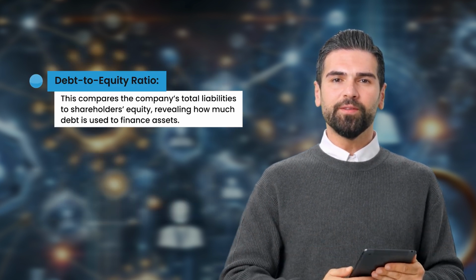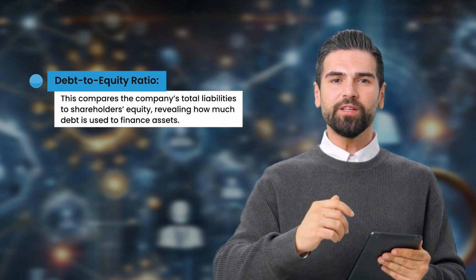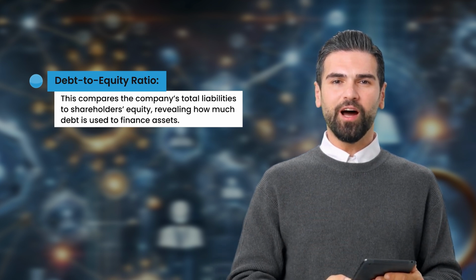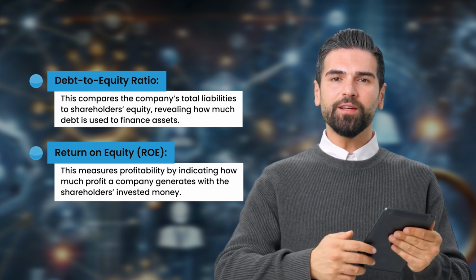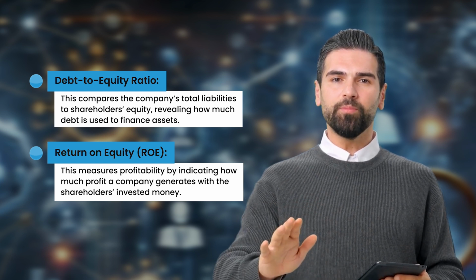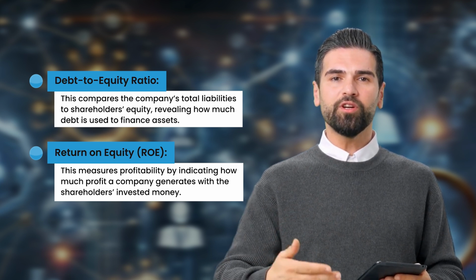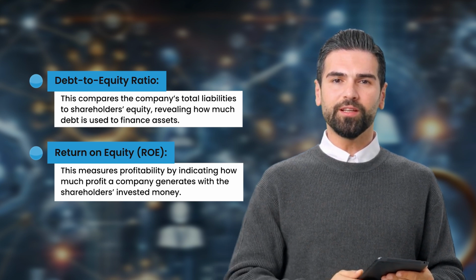Debt-to-equity ratio. This compares the company's total liabilities to shareholders' equity, revealing how much debt is used to finance assets. Return on equity, ROE. This measures profitability by indicating how much profit a company generates with the shareholders' invested money.